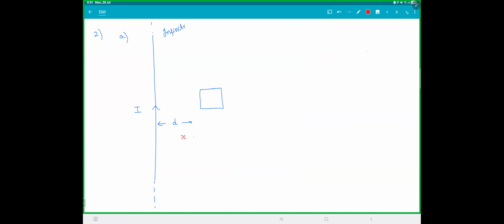At a distance x, take a thin strip. Because at every point here, if you look at the magnetic field is into the plane, B naught is mu naught I by 2 pi x. Field due to an infinite wire. The field is changing at every point, so you can't directly do B into area. So it will be B into the area of that strip, the side is A dx.